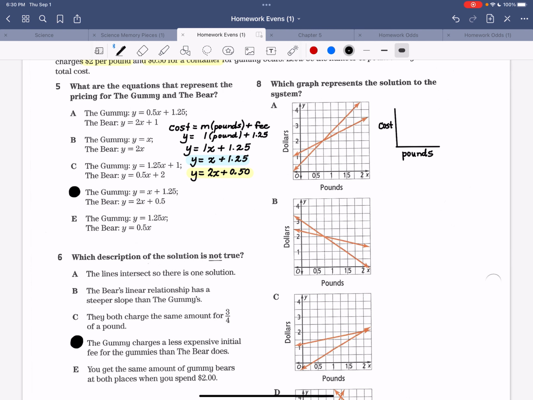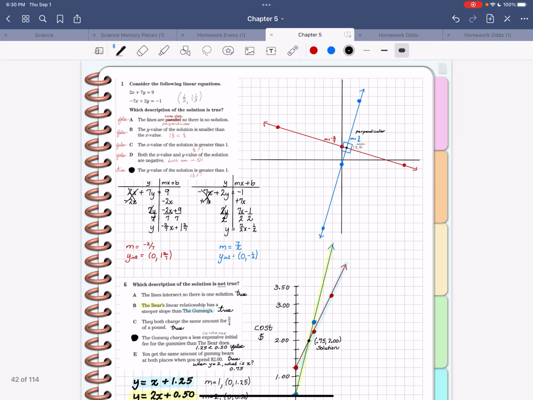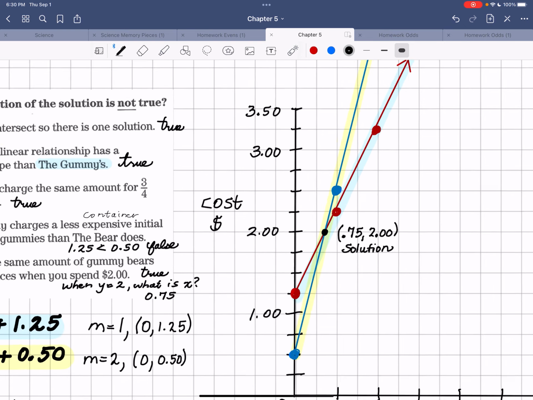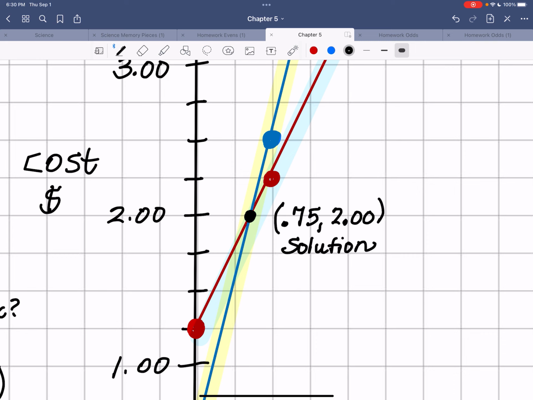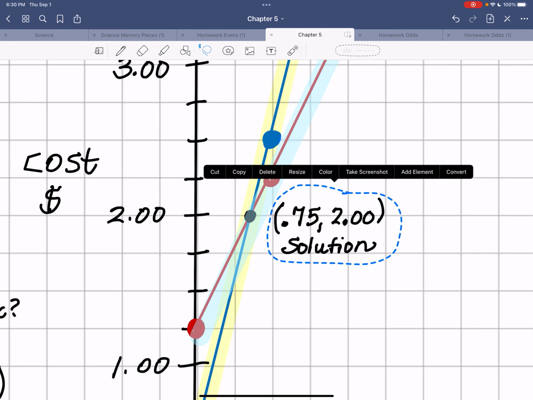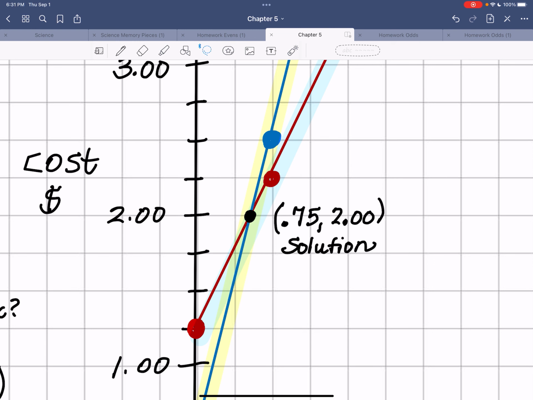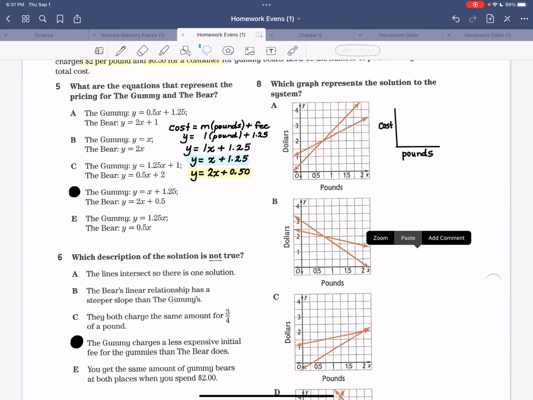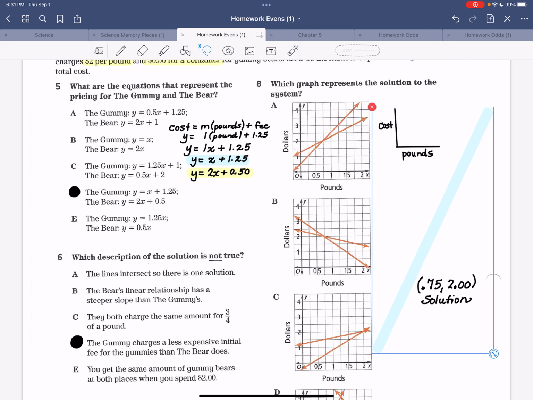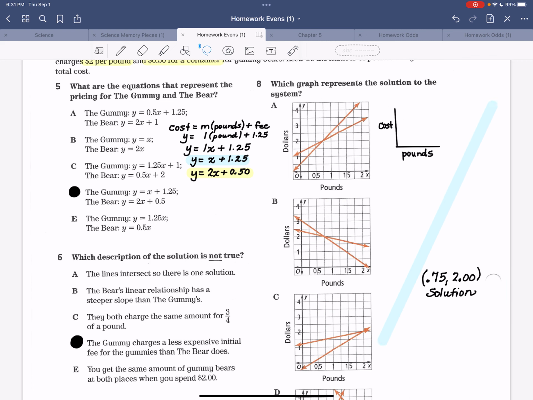Which graph represents the solution to the system? Now remember what the solution was. So let's go back to our graph. The solution is that black point right there. So I'm just going to copy this. We'll need that to figure out which one of these graphs is going to fit. So I need to take out that big blue line and just keep my solution.